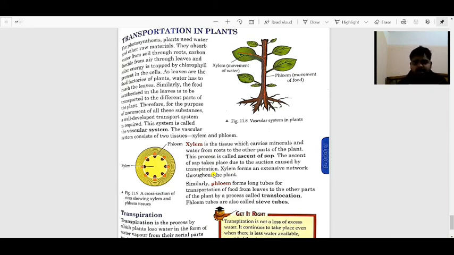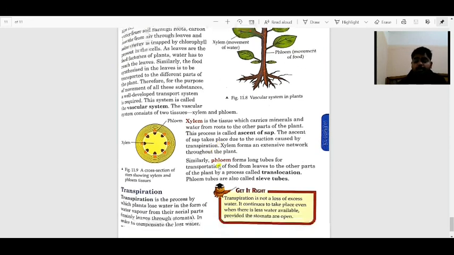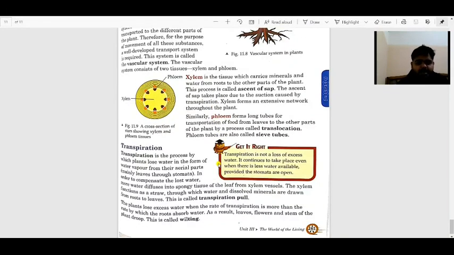Transpiration is a process which creates pressure, because of which water goes upwards, right? And phloem is responsible for carrying food from your leaves to different parts, and this is called translocation. Now to understand transpiration, it is nothing but the loss of water. 95% of the water you give to plants is lost; they utilize only 4 to 5% of that.